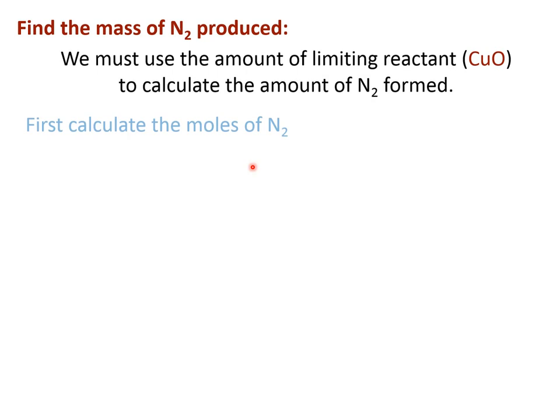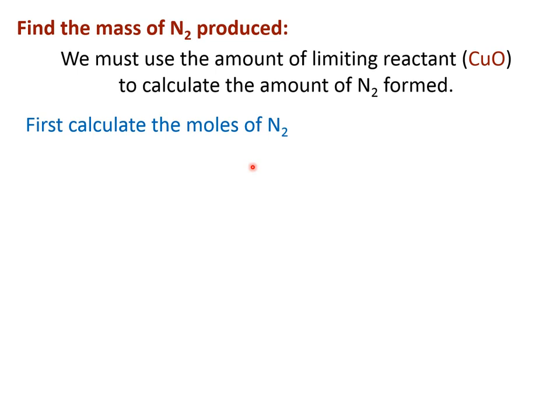The other thing we need to calculate here is the mass of nitrogen. We must use the amount of limiting reactant, carbon oxide, to calculate the amount of nitrogen. First, calculate the number of moles of nitrogen. We have 1.14 mole of carbon oxide. And according to the balanced equation, for every 3 mole of carbon oxide, only 1 mole of nitrogen is produced.